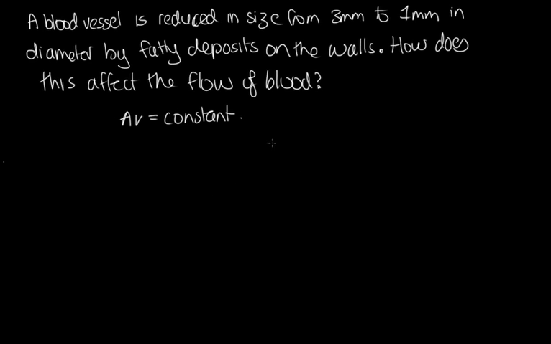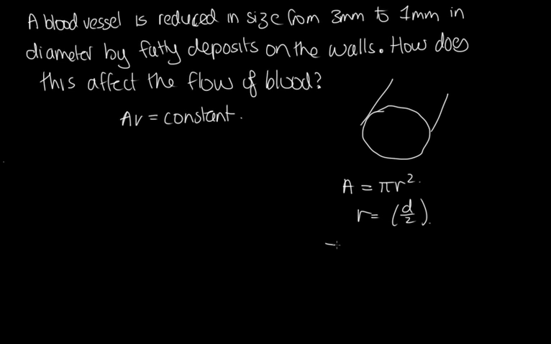And so what we need to do is work out the cross-sectional area. Now this is for a circular tube, and so the cross-sectional area is the area of a circle. So this is equal to pi r squared. And the radius is equal to half the diameter. So this tells us that the area is equal to pi times d over 2 all squared. So that's pi d squared on 4.